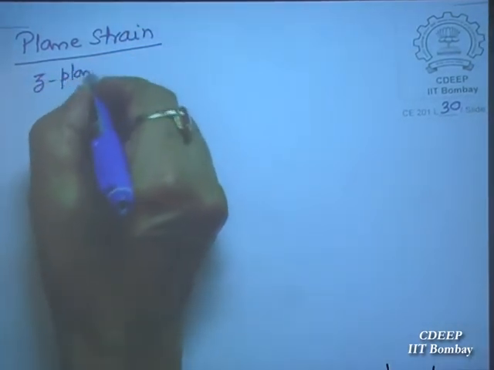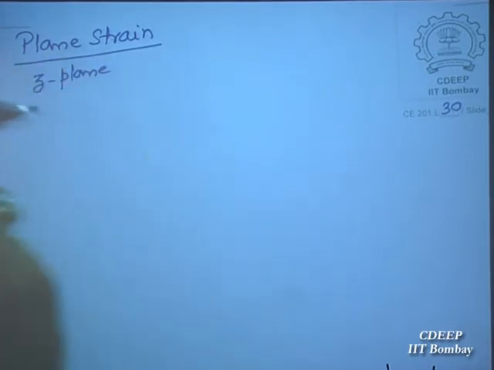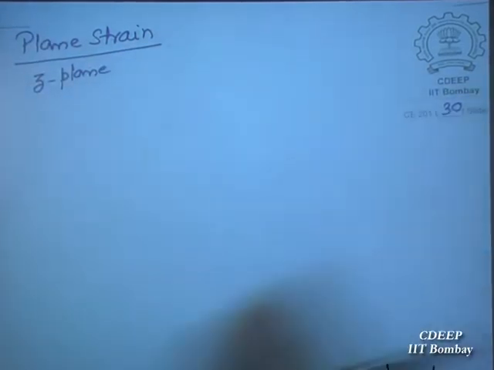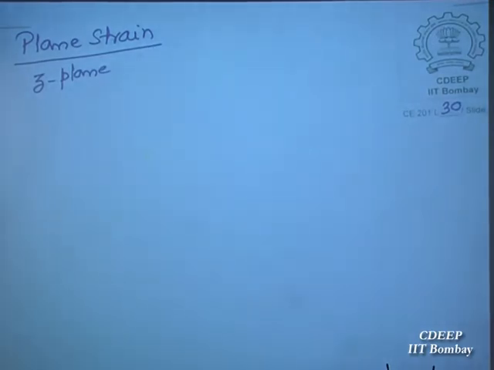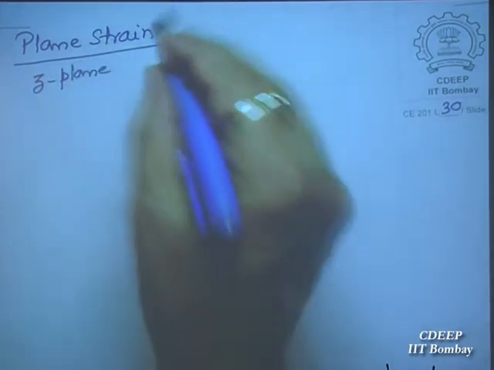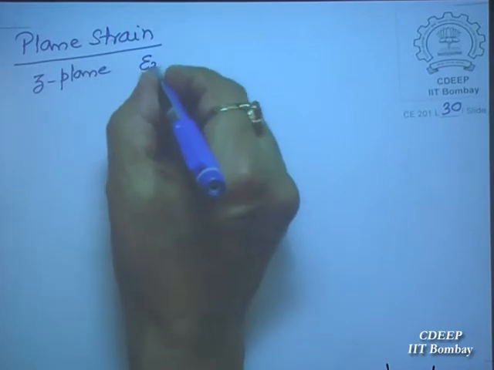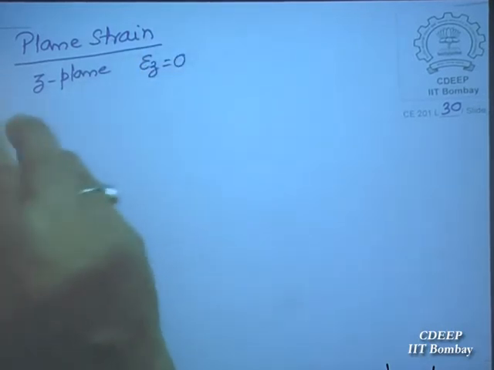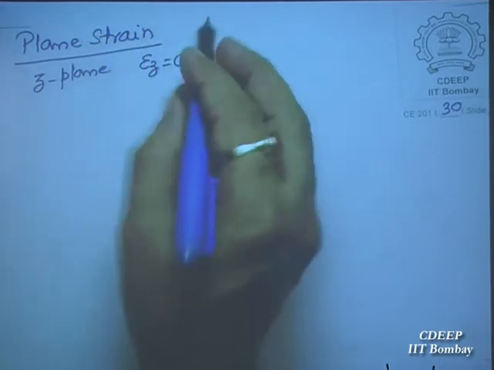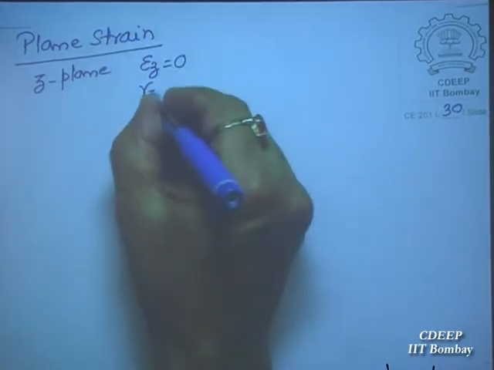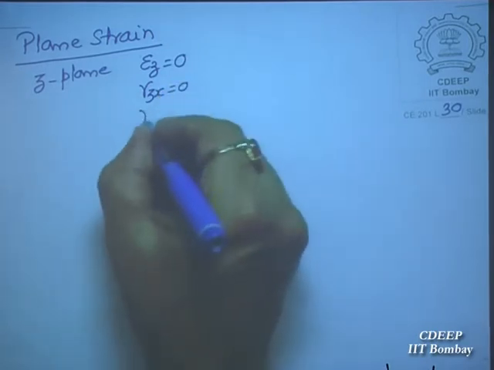Z plane means the normal to the plane is in the Z direction. How do you define a plane? By its normal. So Z plane means the normal to this is in the Z direction. So for the Z plane, what are the strain components in Z? One is epsilon Z straight away. This is zero. What is the other strain? That is shears, gamma zx and gamma zy.